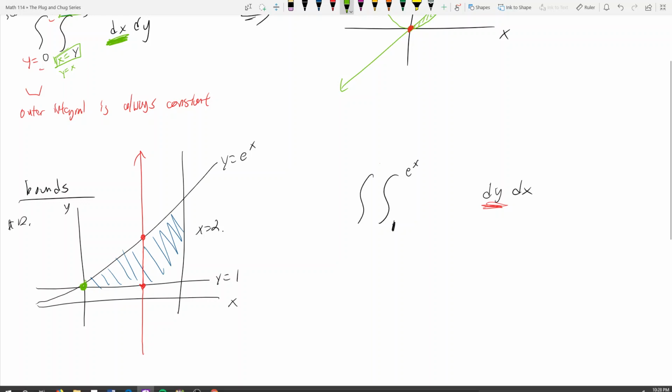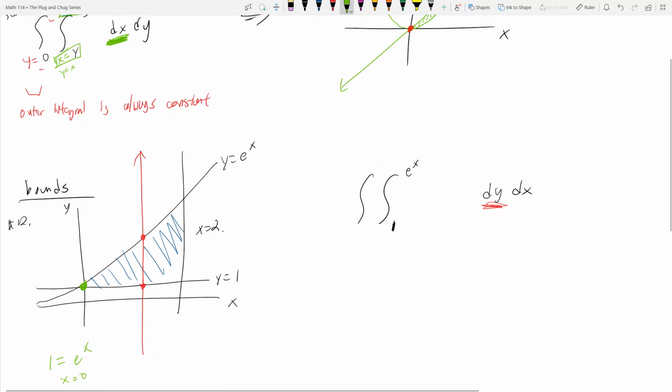And so I got 1 is equal to e to the x. Well, that's x is equal to 0, right? You understand that. So x is equal to 0. You could see it from the graph, it's going to be my lower bound. Let me just write x is equal to here because we're dealing with x on the outside. And then on the upper bound, I have this line right here, which is x is equal to 2. It's the biggest value of x that I'm going to obtain in the shaded blue region. So x is equal to 2 is going to be my upper bound.